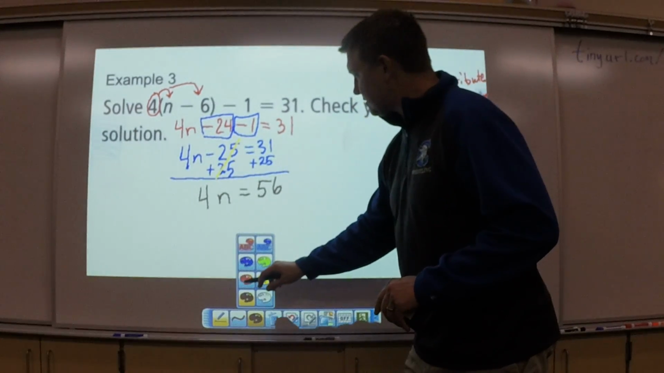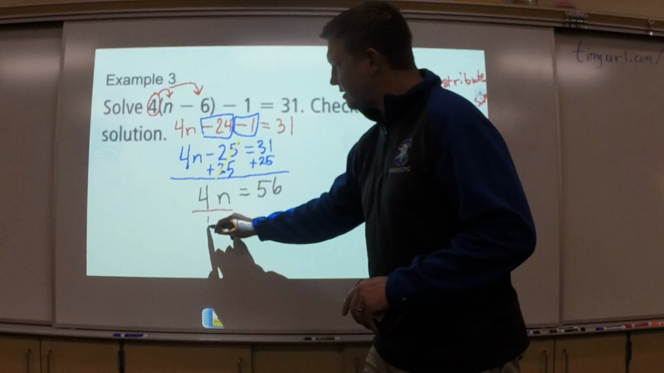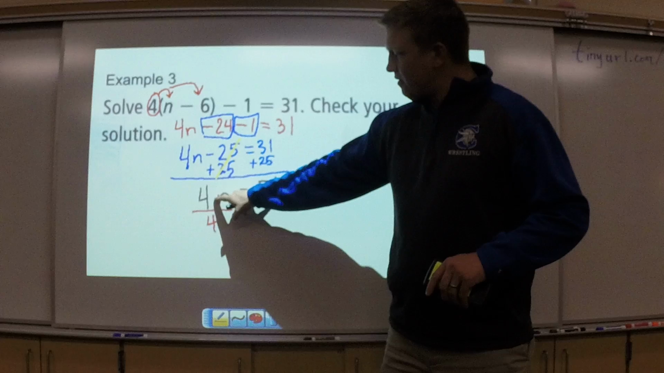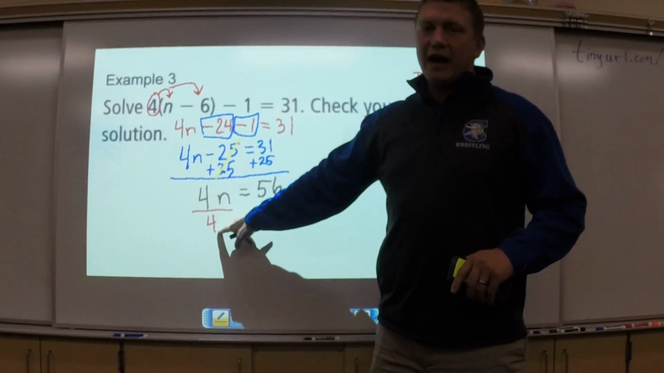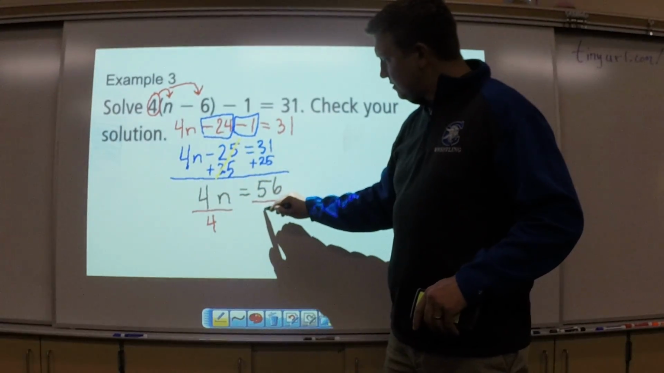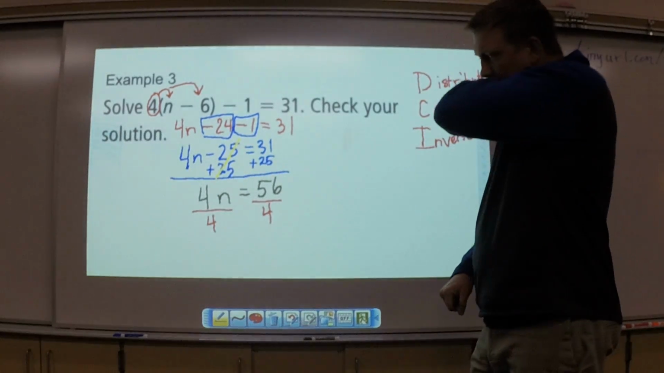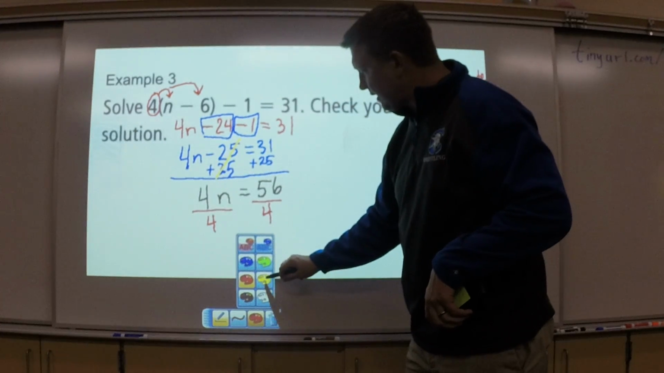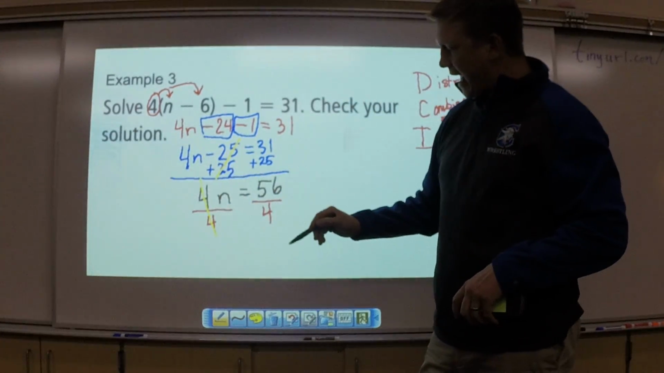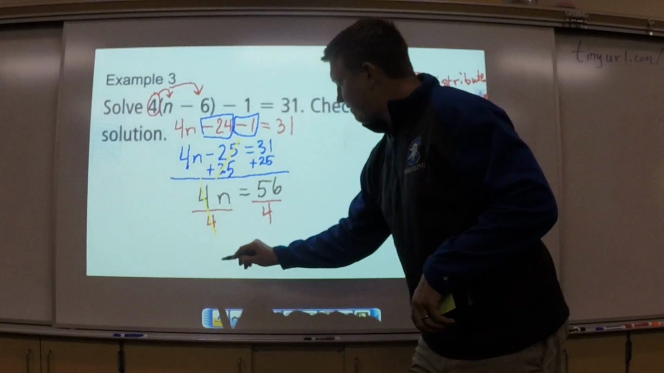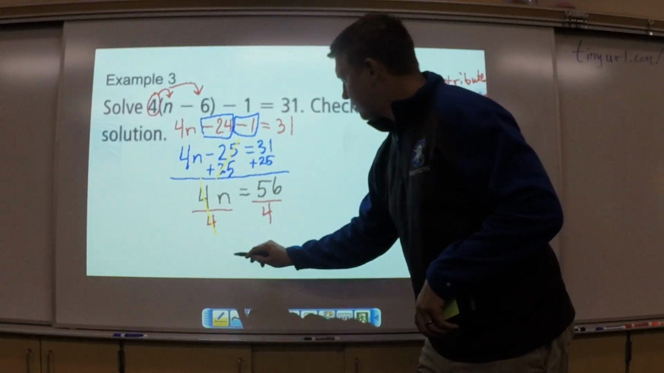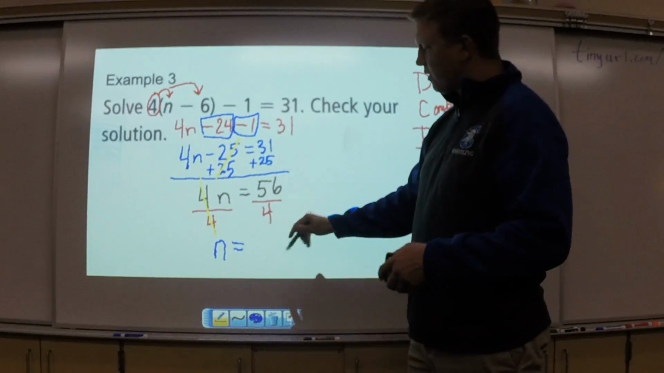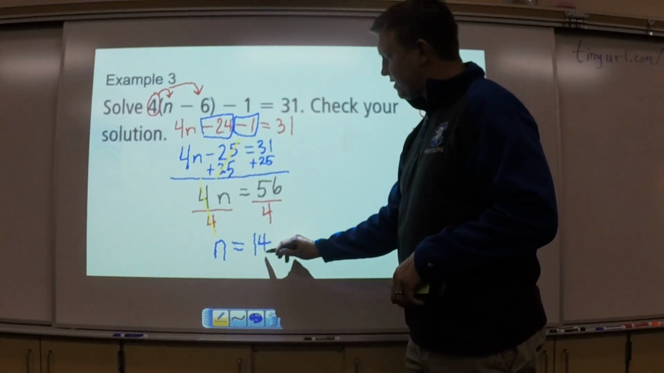And our very last step is to take this 4, right, like this, and I divide by 4, because this is multiplication. The opposite of multiplying by 4 is to divide by 4 on both sides. Divide by 4, divide by 4. 4 divided by 4 will cross out and allows me to just call it an n on that side. So my final answer is n equals, and it looks like 56 divided by 4 is an even 14.